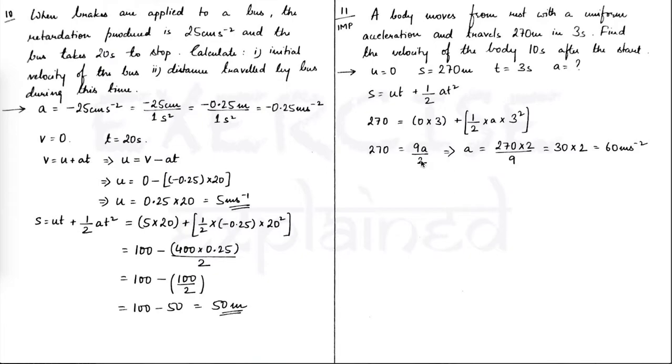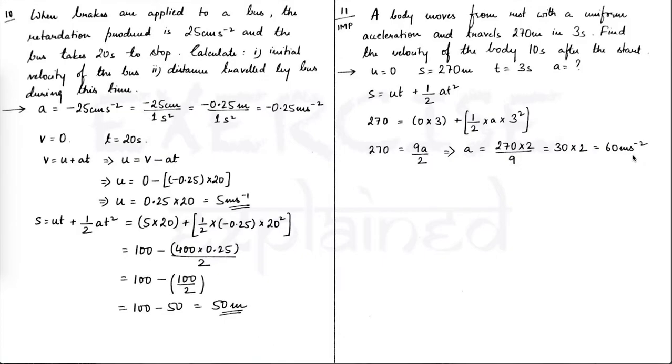So A will be equal to 2 goes to the other side, becomes 270 into 2, 9 goes other side, becomes denominator, and here I get A is equal to 270 into 2 divided by 9. So 9 threes are 27, so 9 into 30 times will give me 270. So 30 into 2 gives me 60 meter per second square. So acceleration, I have got it as 60 meter per second square.